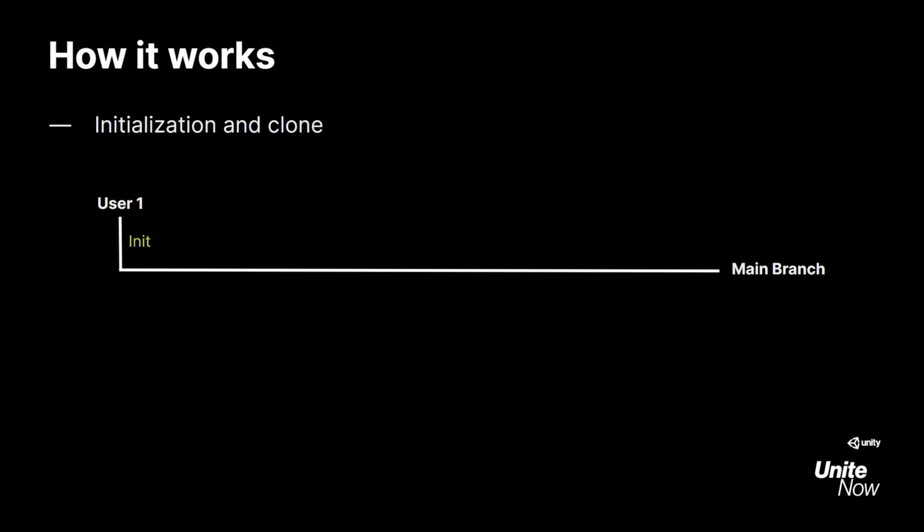As I said, today we will focus on Git, and before diving into the demo, let's see visuals of how it works. The first step is initialization and clone. So here we have the first user who is going to initialize and create a new Git repository. Once it is created, the user will have access to the main branch.